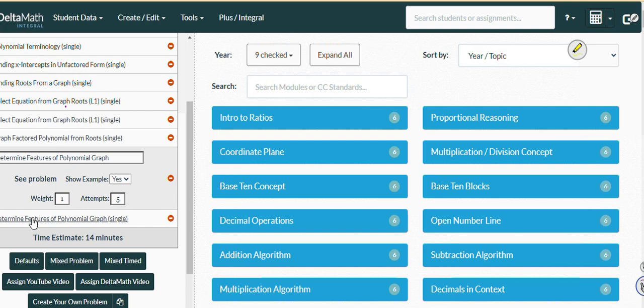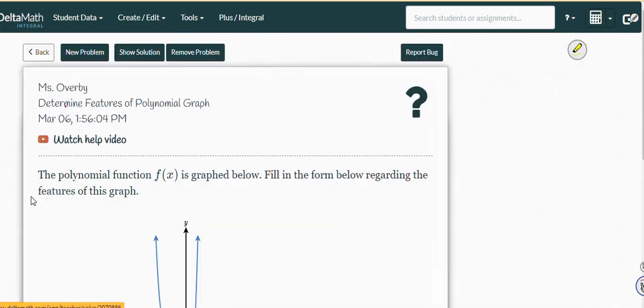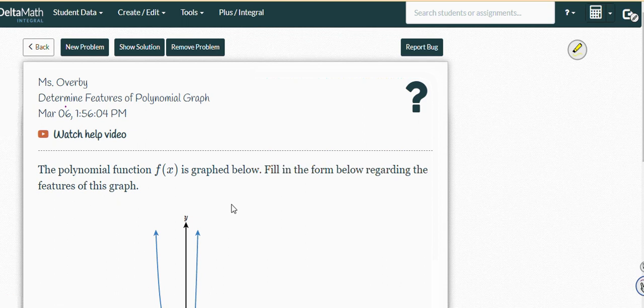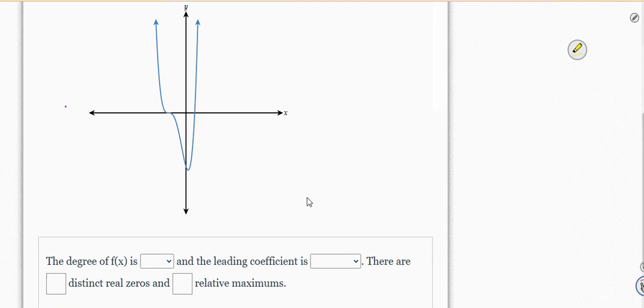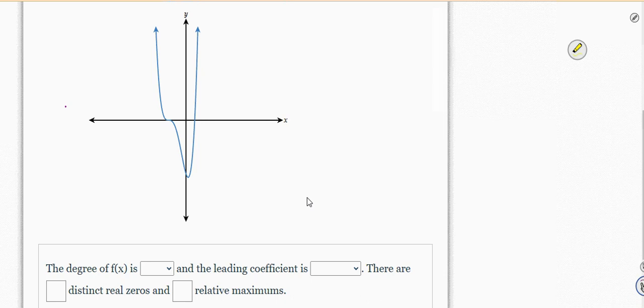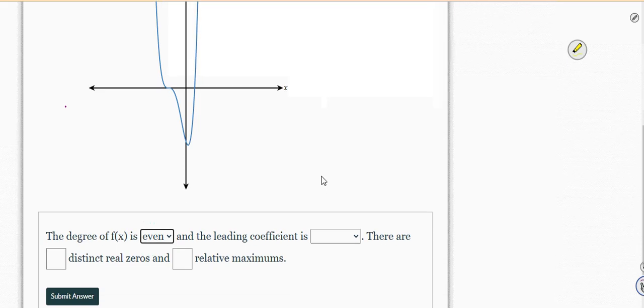All right, one last thing. I'm not asking if you have any questions, but hopefully. All right, fill in the form. Okay, what degree is this? Up, up. What degree is that? Even. Leading coefficient has to be positive since it's going up, up. Otherwise, it'd be down, down, right? There are how many distinct real zeros? It looks like 1, 2. Do you agree? Okay.